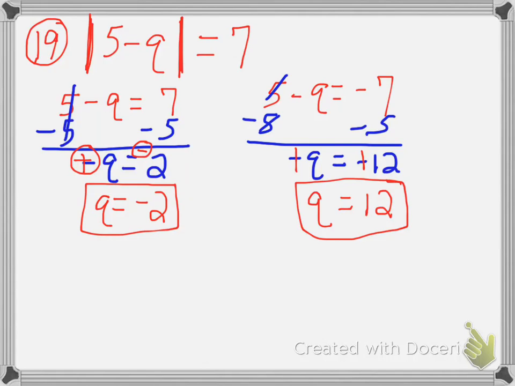So now I want to check both of those, make sure they're okay. So I'll go 5 minus a negative 2. When I go minus a negative, that becomes a positive. So 5 minus a negative becomes 5 plus 2, which gives me 7. Absolute value of 7 is 7. So that one works. 5 minus 12 gives me negative 7. Absolute value of negative 7 is 7. So both those answers are good. So my answers are q equals negative 2 and q equals 12. That's your answer for number 19.